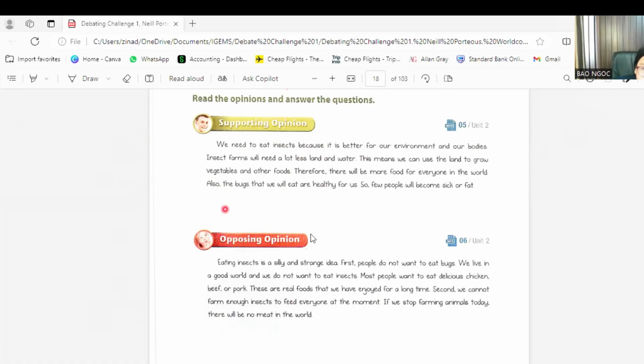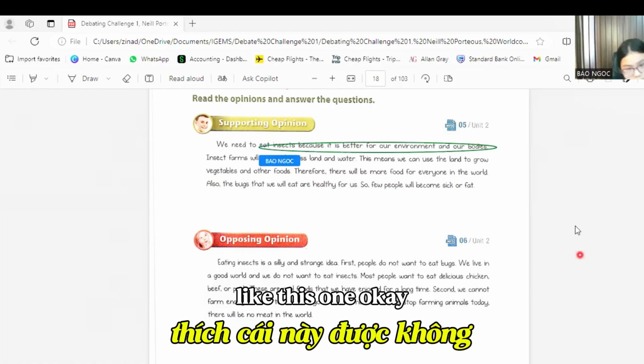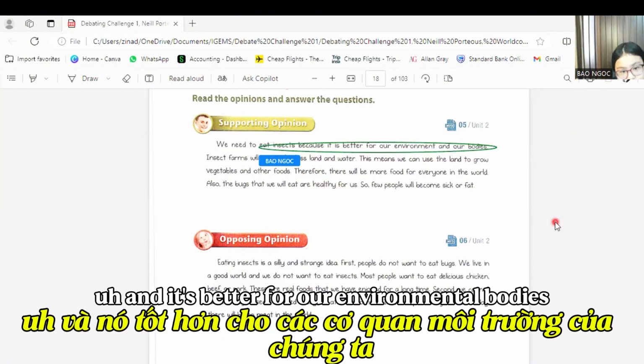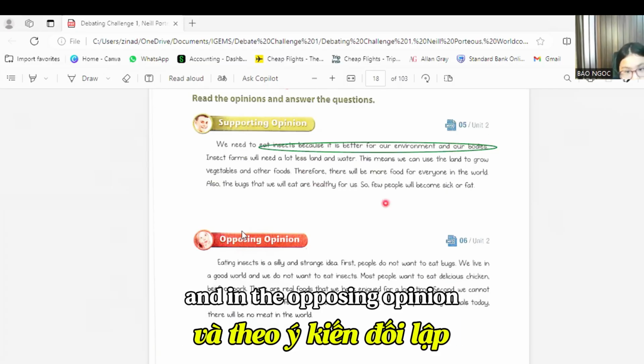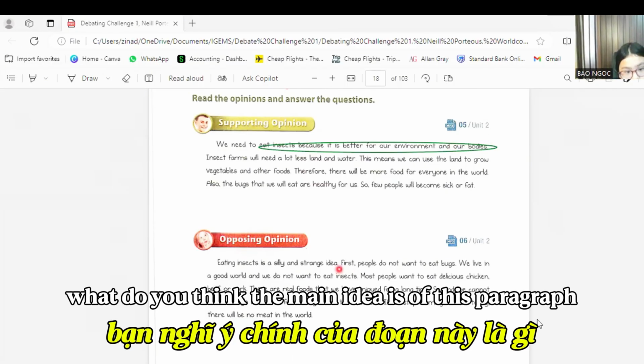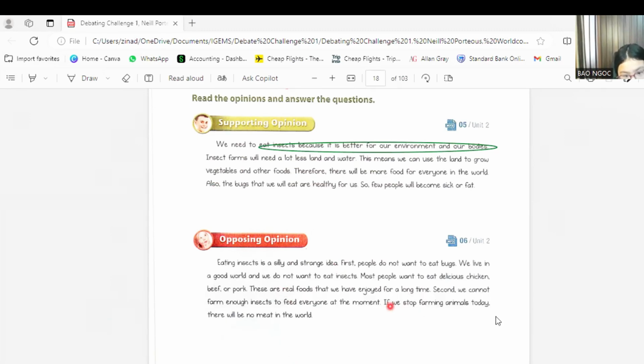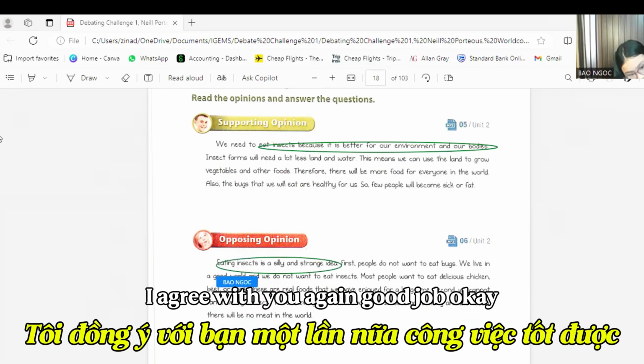This one. Like this one. Okay. And it's better for our environment or bodies. I agree with that. Good. And in the opposing opinion, what do you think the main idea is of this paragraph? Like this one. I agree with you again.